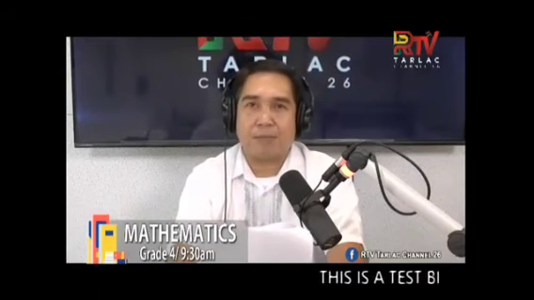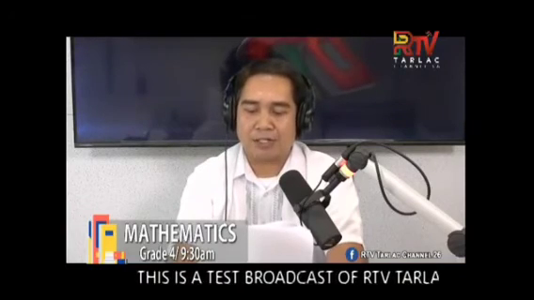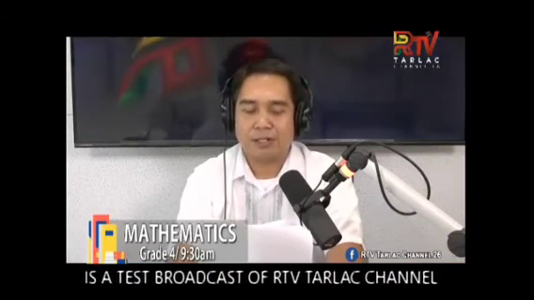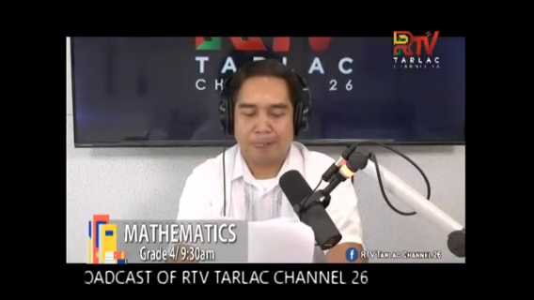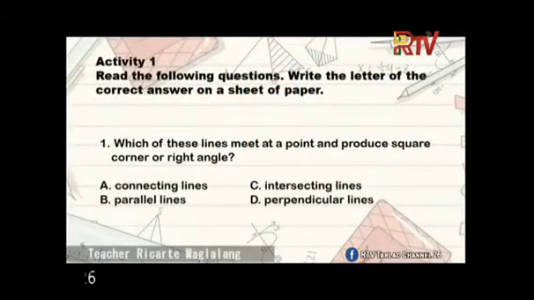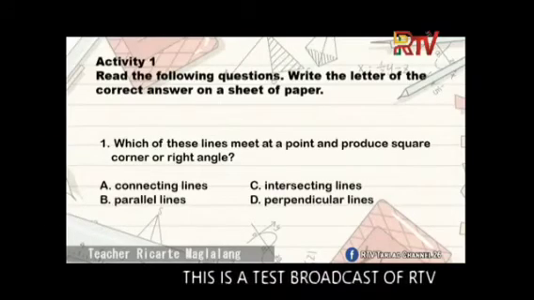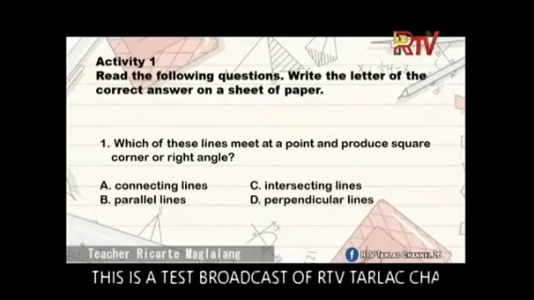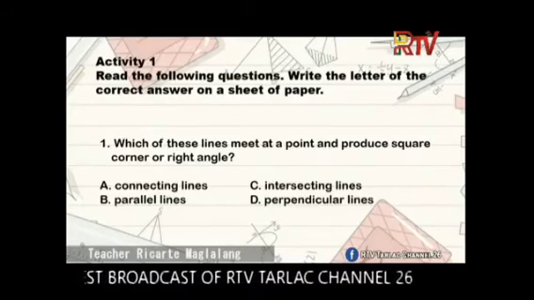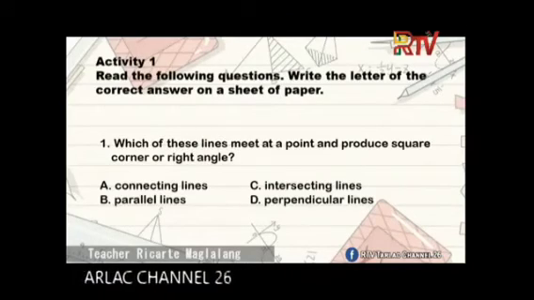Are you now ready for some activities? Okay, let's do the following activities. Write your answer on a sheet of paper. For activity 1, number 1, write the letter of the correct answer. Which of these lines meet at a point and produce a square corner or right angle? Is it A, connecting lines, B, parallel lines, C, intersecting lines, or D, perpendicular lines? Go!